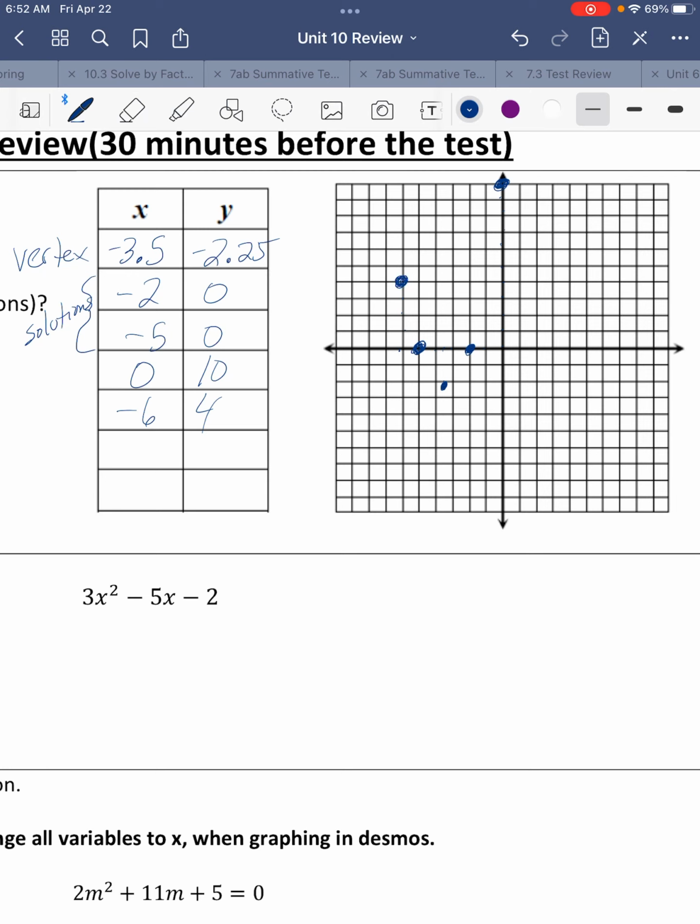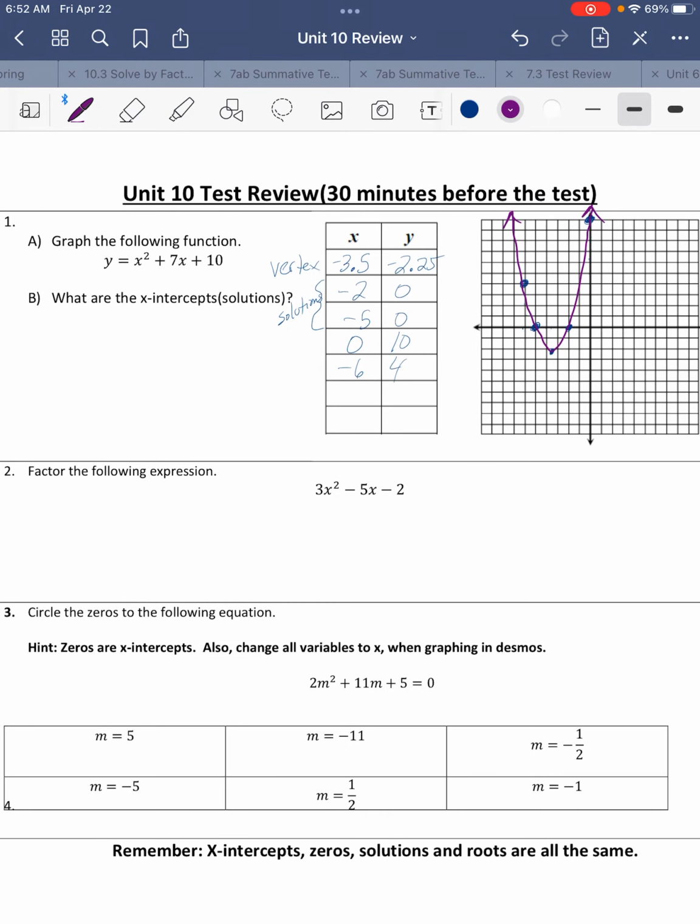I believe there was another coordinate in there, but we don't actually need it. We have 2 to the right, 2 to the left. It's going to be perfect. All right, looking at what is the x-intercept? The x-intercepts are -2 and -5.